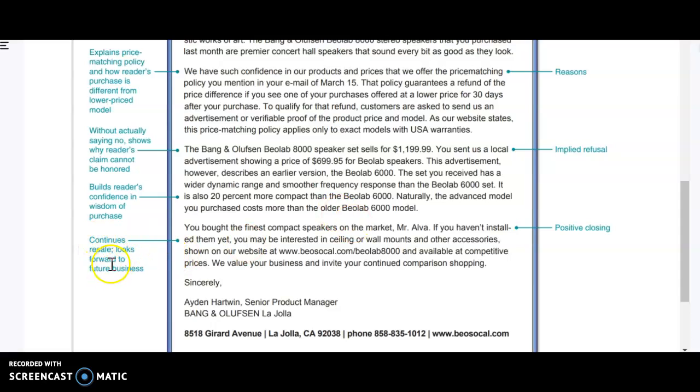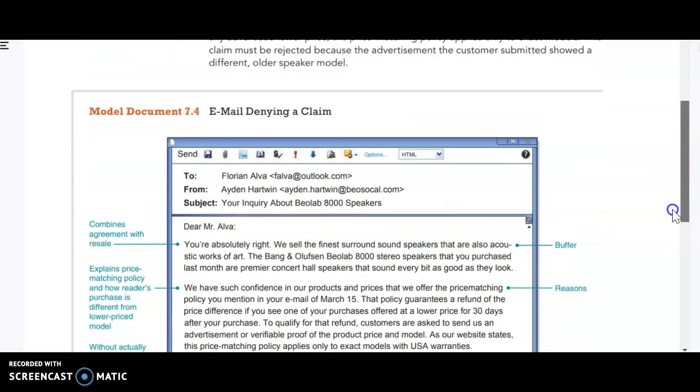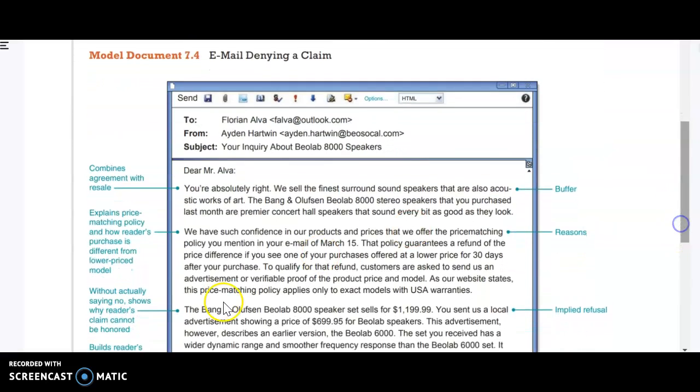Okay, and then continues resale. If you haven't installed them yet, you may be interested in ceiling or wall mounts and other accessories. It's a positive closing. So this is a good example of an email denying a claim.